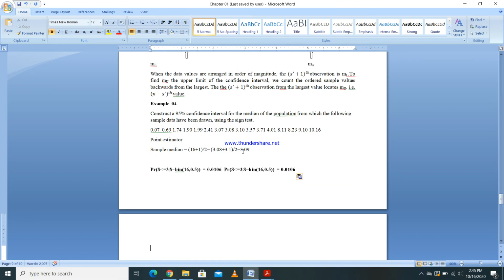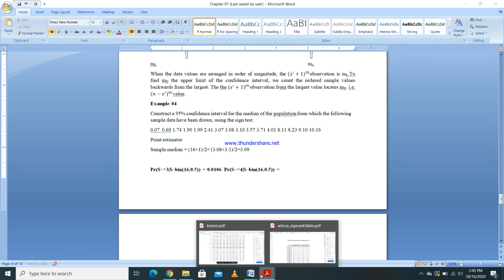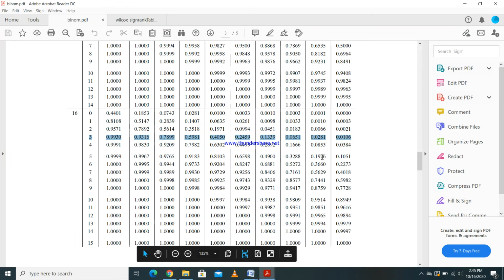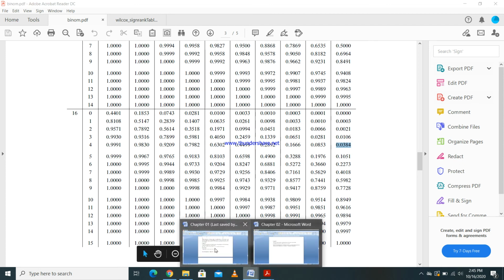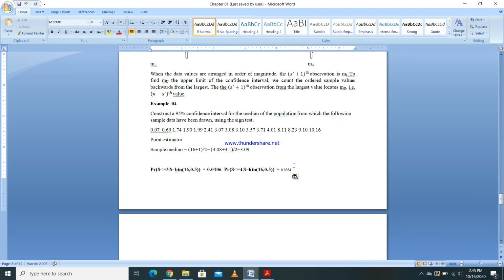Okay, and then again we can find out the same probability value. Since our point estimate is between 3 and 4, here I have calculated the probability using 3. Now I am going to find the probability using 4. Let's check what that probability is using the binomial table. If it is equal to 4, you can see the probability is 0.0384. So you can take this probability here.